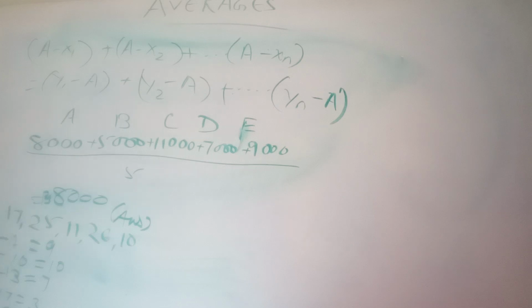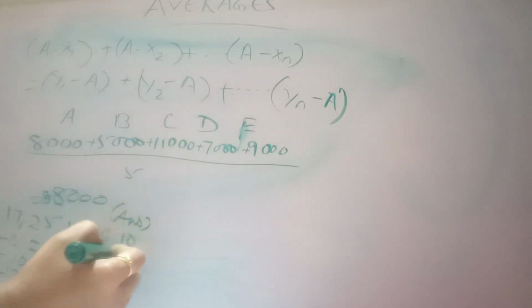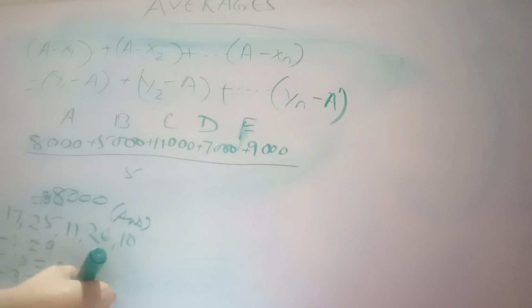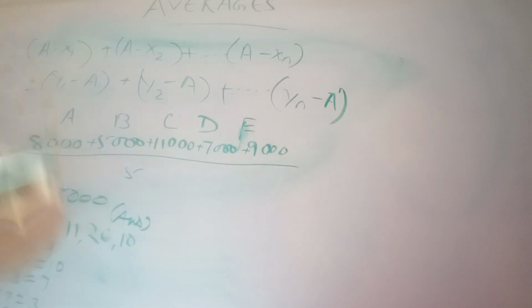So in total, 29 is the deficit, and 11, which is 5 plus 6, is the surplus.